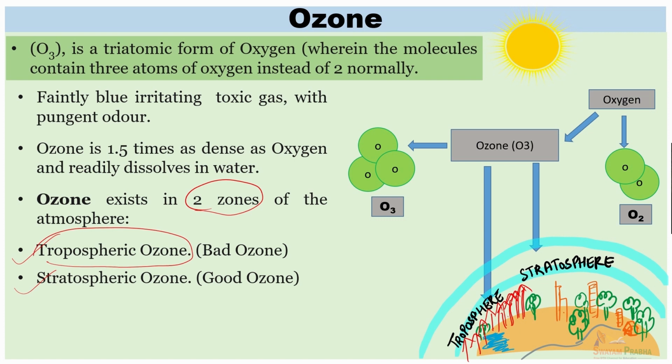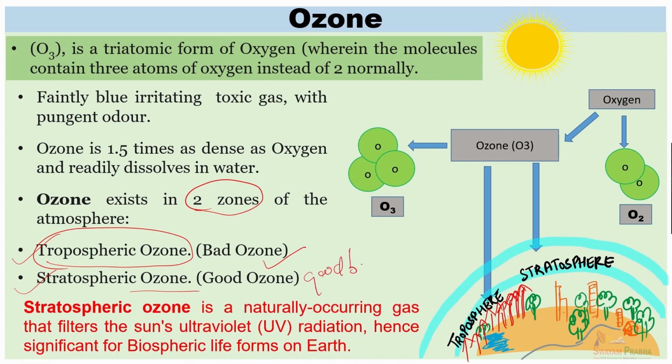Therefore, this tropospheric ozone, which is found near the ground surface, is considered toxic, is considered bad ozone, and is harmful and can trigger various health problems. Unlike tropospheric ozone, the stratospheric ozone is considered good. Why? Because it is continuously naturally sourced from our environment. It is a naturally occurring gas that shields our Earth from the harmful solar radiations, specifically the UV radiations, and hence it is significant for protecting biospheric life forms on Earth.